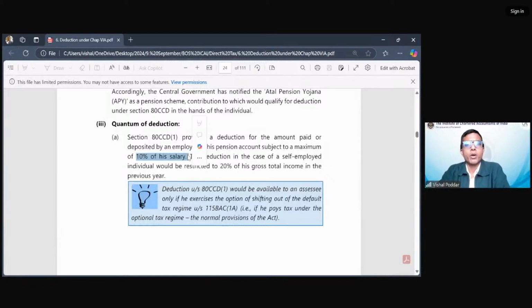Now, how much have you contributed? You have contributed 2.5 lakhs in this pension plan. How much is this 10% of salary coming to? The 10% of salary is coming to 2,20,000. So first, we have contributed 2.5 lakhs. Out of that, 2.20 is only eligible for deduction because the limit given for your own contribution is 2.20. So 2.5 lakhs you contributed, the limit of 10% of salary makes it 2.2. You take 2.2. Now you start applying the deductions.